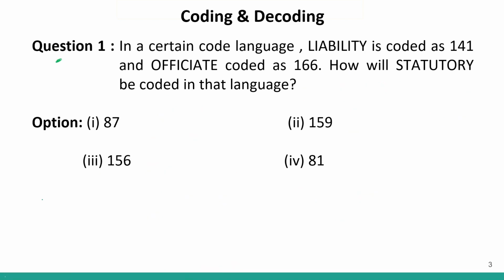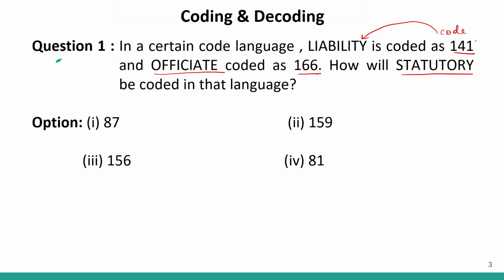Question number 1. It is given to us that in a certain code language, liability is coded as 141. 141 is a code for liability. And officiate is coded as 166. 166 is again a code for officiate. We have to find out how statutory will be coded in that language. We have to find the code for statutory.